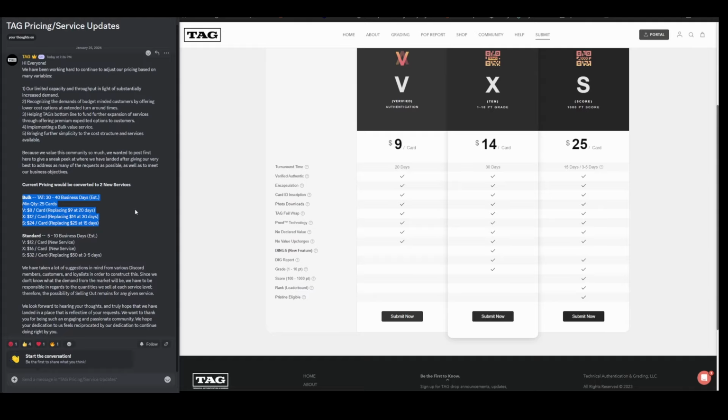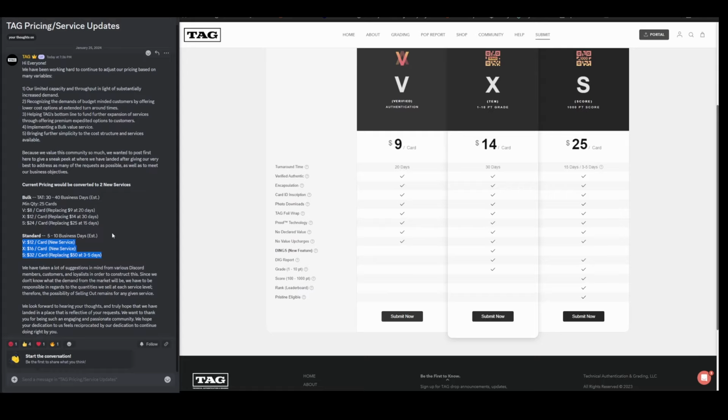On the other side, for the non-bulk stuff, this is where it gets a little bit tricky. X is $16 a card instead of $14 a card. The difference is it goes from a 30-day turnaround time to a 5 to 10 day turnaround time. So slight increase, but a decrease in time spent at the facility.